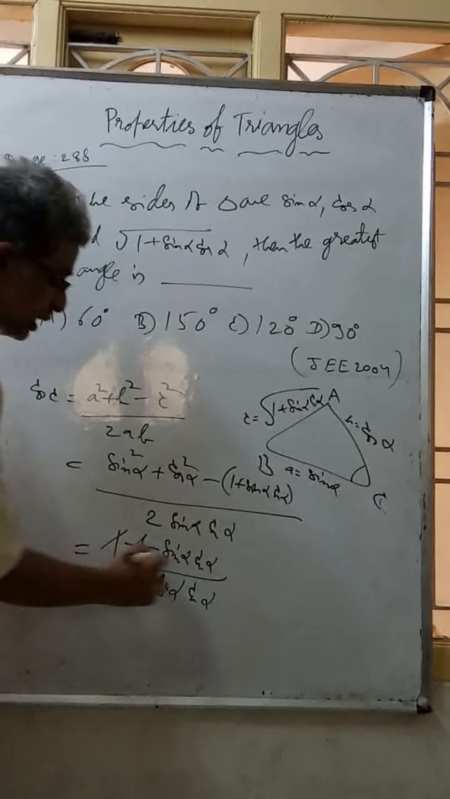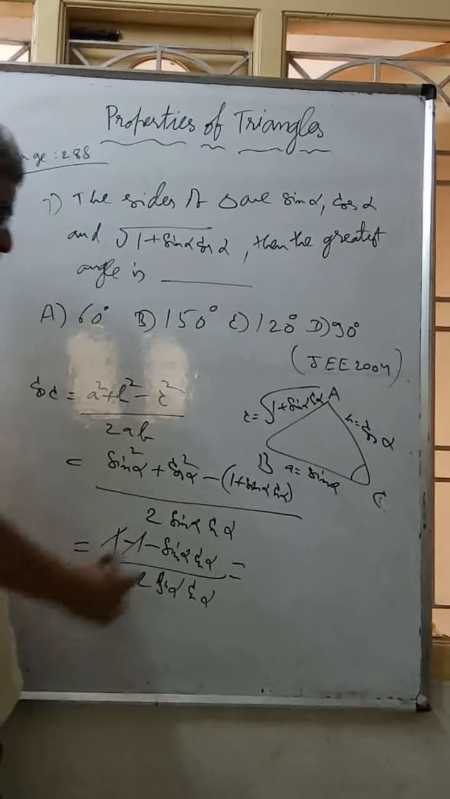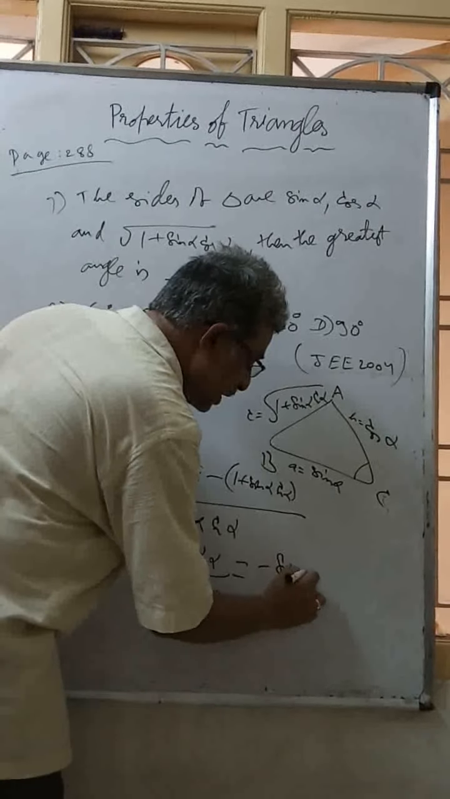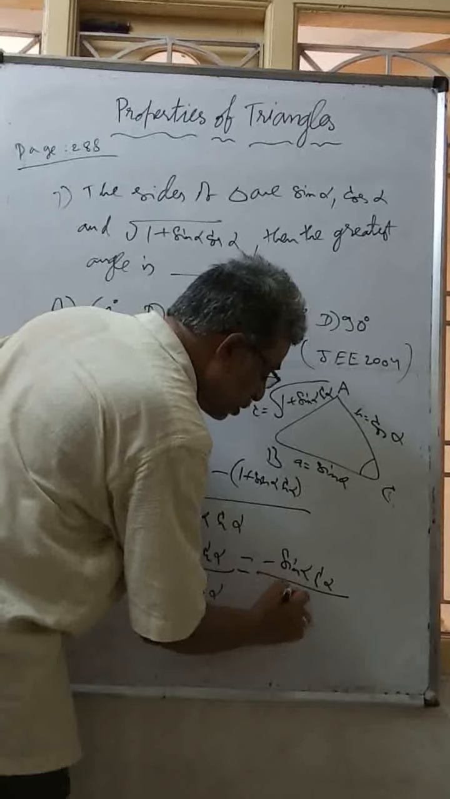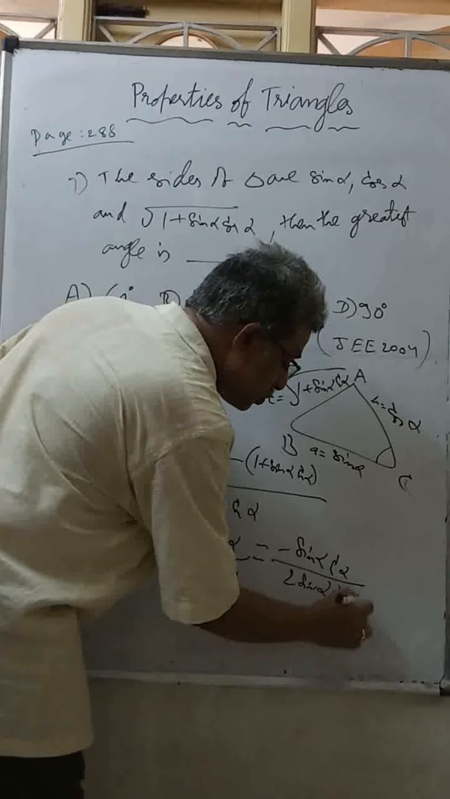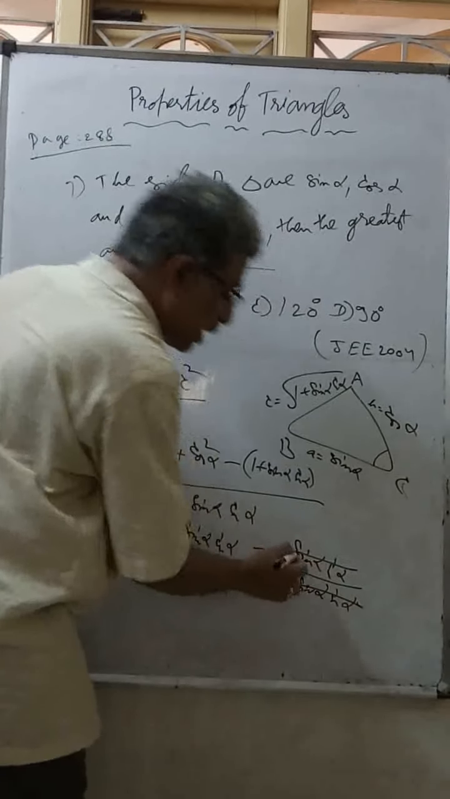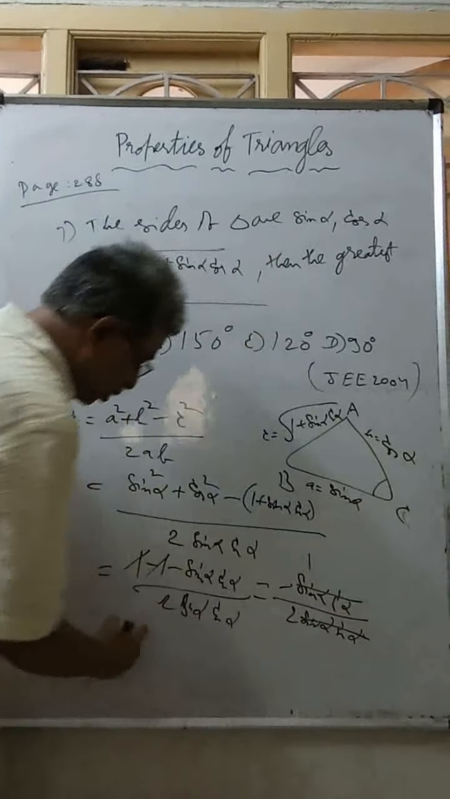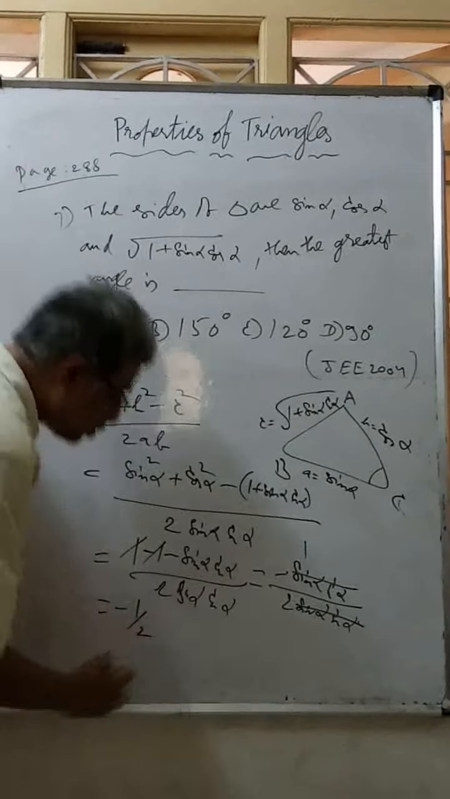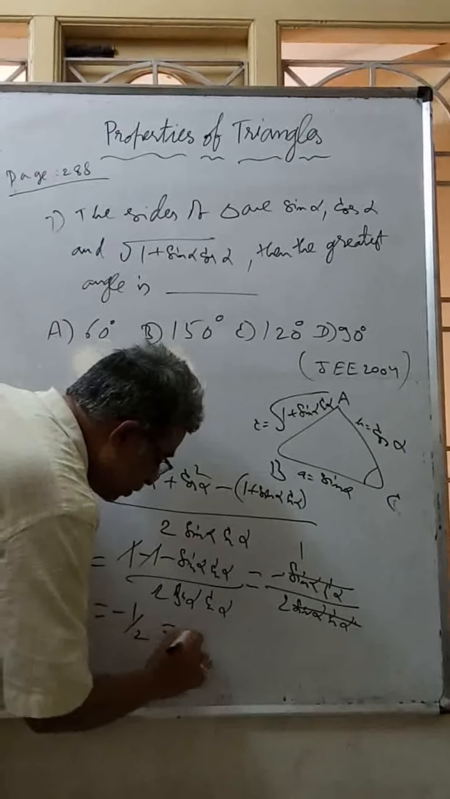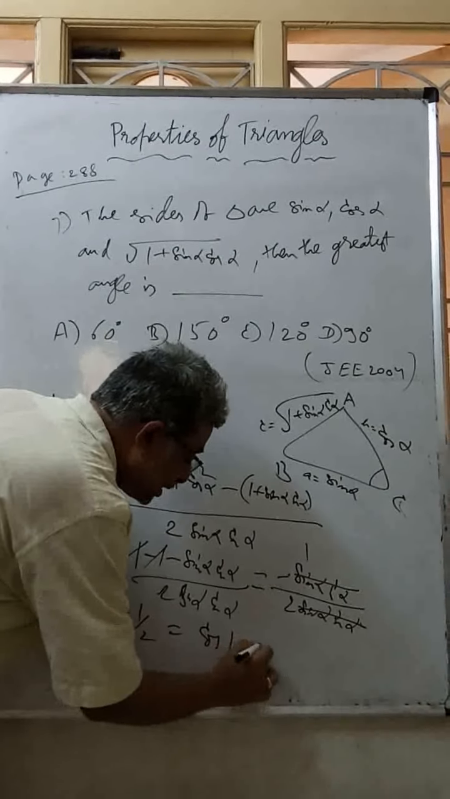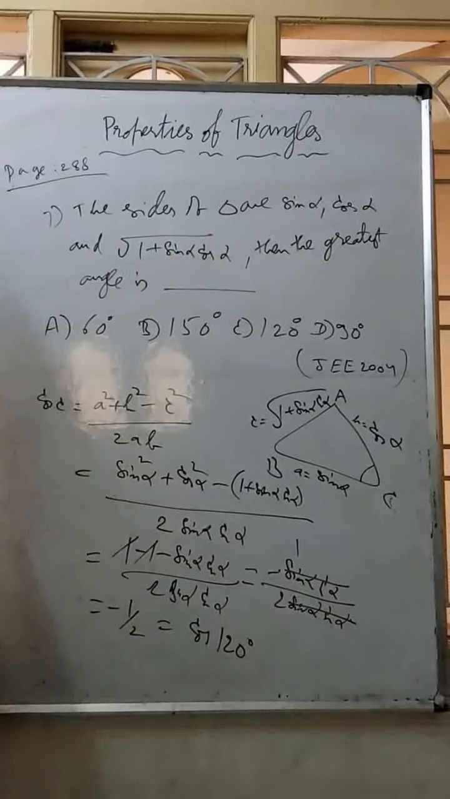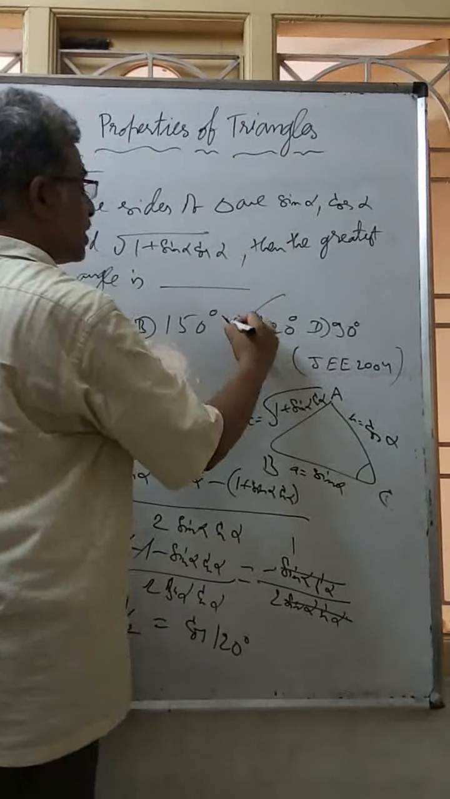This 1 cancels and this is minus sin alpha cos alpha by 2 sin alpha cos alpha. So sin alpha cos alpha cancels, this minus will be left out. So minus 1 by 2. So cos C is equal to minus 1 by 2, which is cos 120 degrees. So our angle is 120 degrees, the greatest angle, option C.